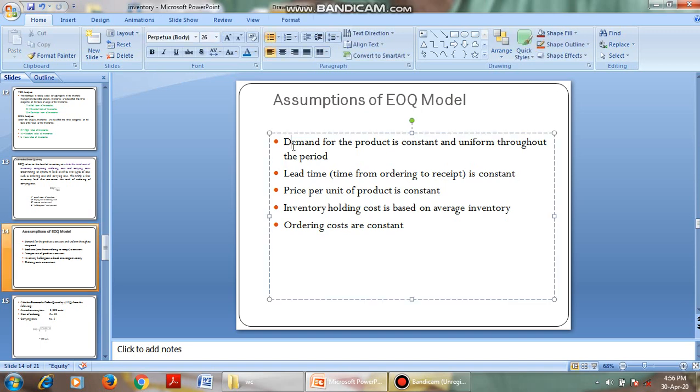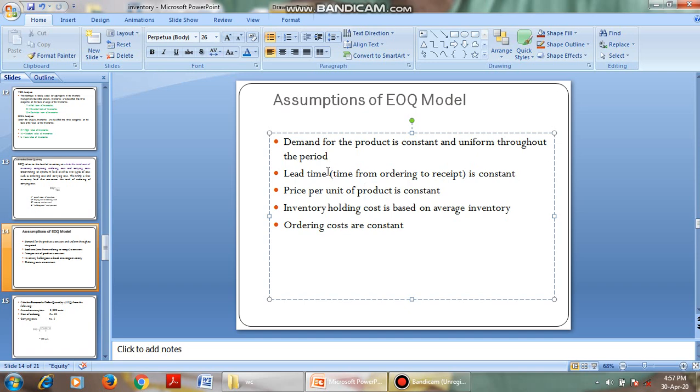The demand for the product is constant and uniform throughout the period. For this EOQ model, the demand for inventory must be constant and uniform throughout the period. For example, this year we need 1000 bags of raw material. Next year also the same. For the first 3 months we require 1000 bags of raw material. For the next 3 months also we need 1000 bags of material. The next 3 months also we need 1000 bags of raw material. That demand must be constant.